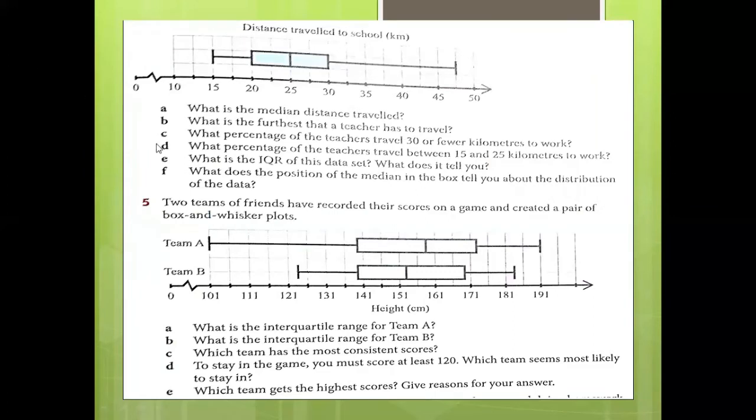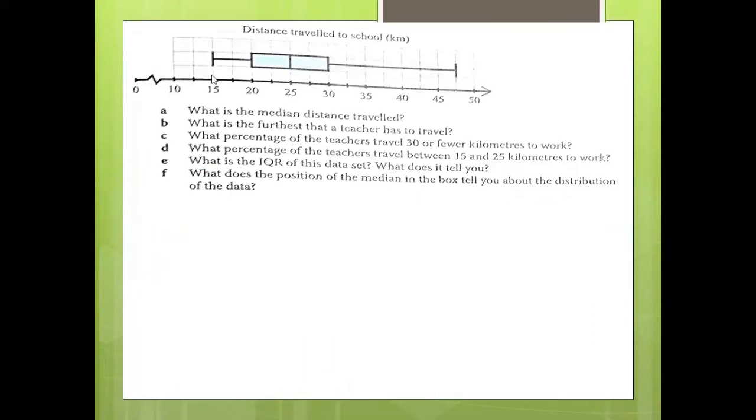If we talk about question number 4, here is question number 4. If you see this picture, what is our median? This middle line shows the median, so remember this. 25 is our median. This line shows Q1, this line shows Q3. What is the furthest that a teacher has to travel? Furthest means maximum, that is 147, because here is 145, 150. So the furthest is 147.5.